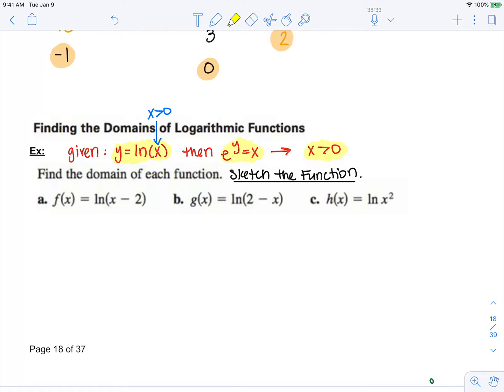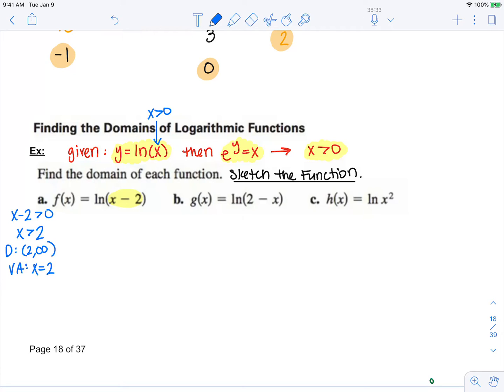In part A, we have f of x equals natural log of x minus 2. What's inside of my log now is x minus 2 instead of x. So x minus 2 must be greater than 0. Solving for x, that means x must be greater than 2, always. That tells us that our domain is from 2 to infinity. And since we don't go below 2, we have a vertical asymptote at x equals 2.